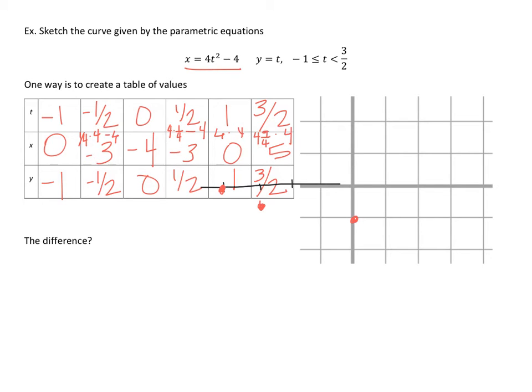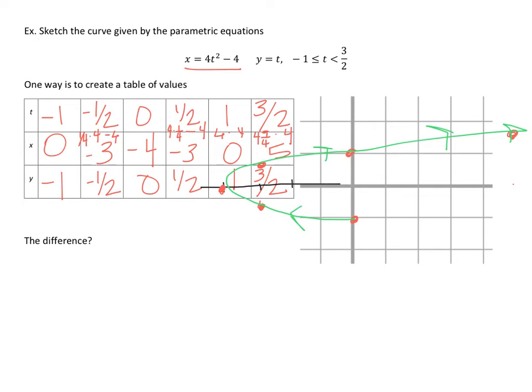Negative 3, 1/2. 0, 1. And 3, 4, 5 to 1.5 here. Always make sure you connect it with a path. Here's my path. Give it direction.